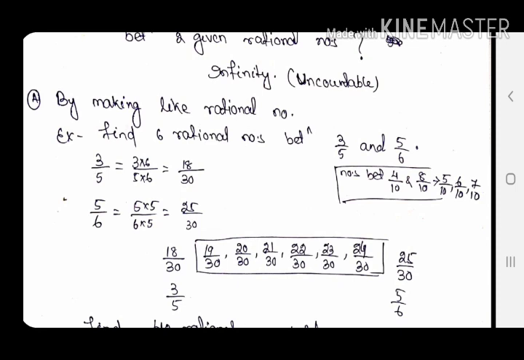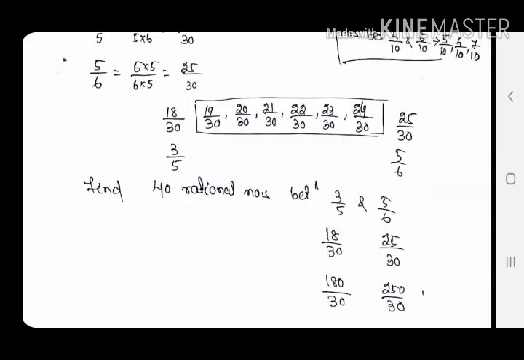Suppose I say, find 20 rational numbers between 18 by 30 and 25 by 30. You will say, sir, there are only 6 numbers, but I need 20. What to do? I will expand it a little bit more, just like elastic. The more you expand, the more it will go. So if it is being squeezed, then we expand it. How to expand? Find the equivalent rational number.